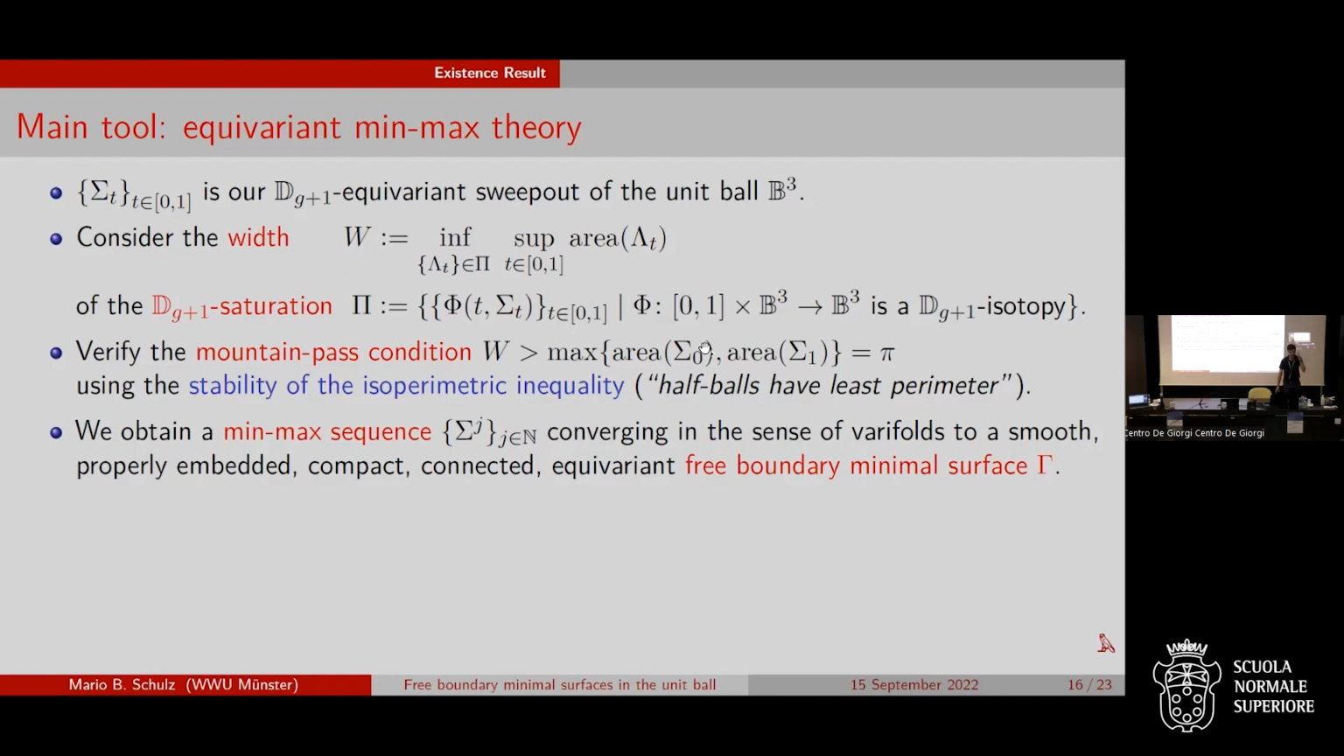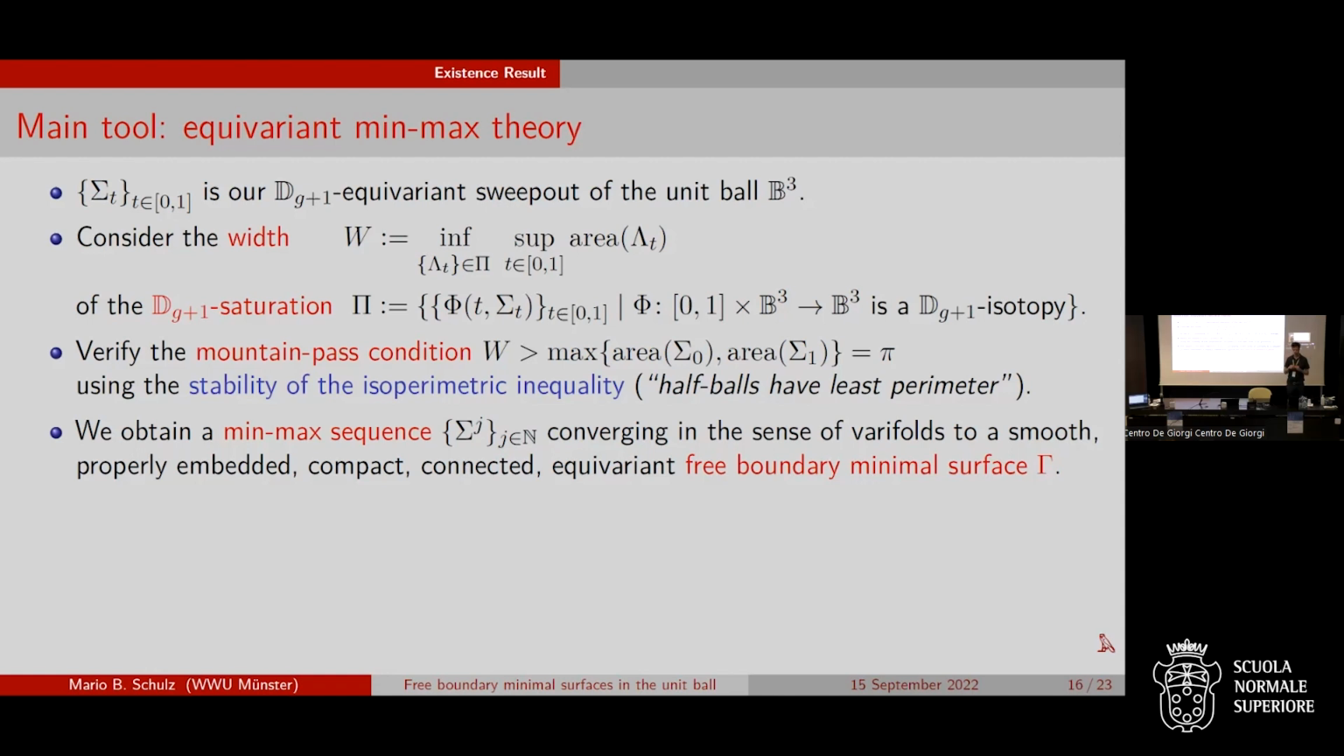And now, if this width is strictly larger than the area of the first and the last slice, in our case pi, then the theory tells us that there exists a so-called min-max sequence converging to a critical point, right? The crucial part here is that this mountain pass condition is satisfied, that you actually have to go a little bit up before you go down. That the width is actually larger than what you're starting from.